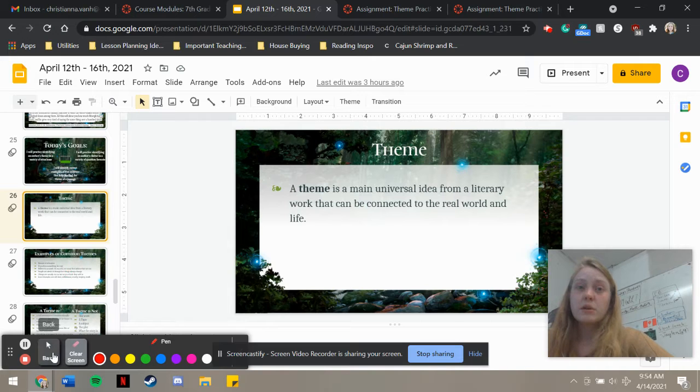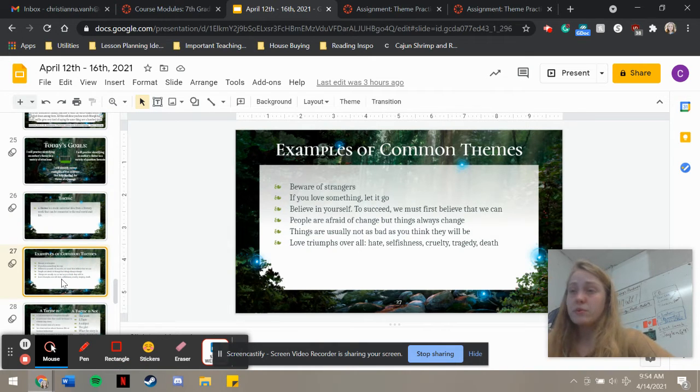All right, the next thing that we're going to look at is some examples of common themes. You've probably heard these before, so they're in a lot of different stories. One is Beware of Strangers. You probably think of a few stories like that. Little Red Riding Hood, a lot of the fairy tales that have bad guys in them. They disguise themselves as a stranger.